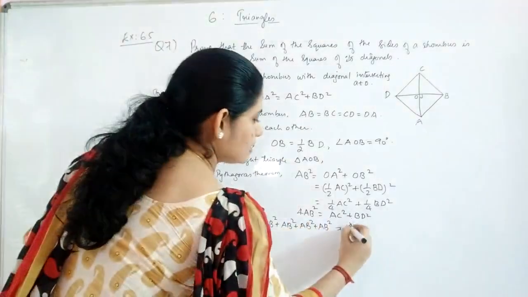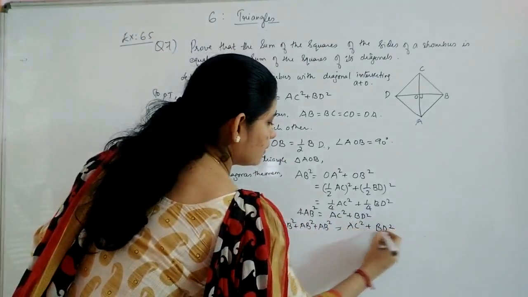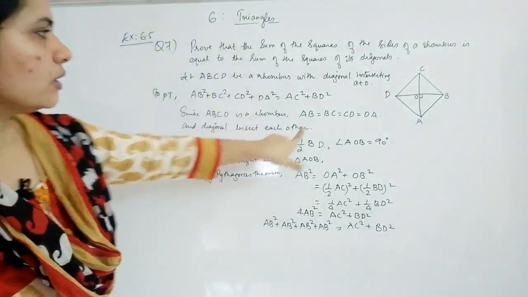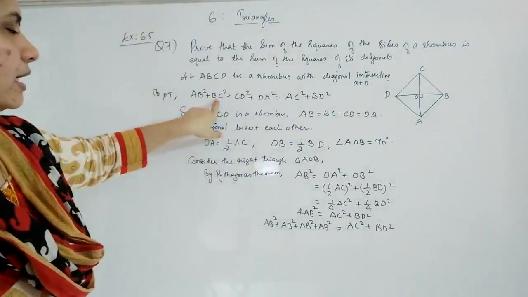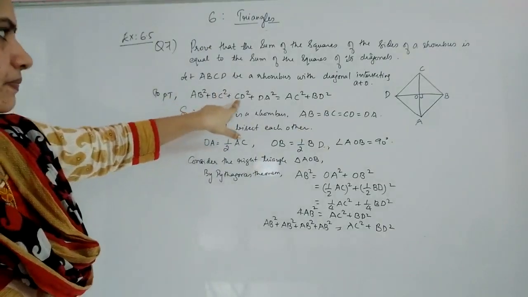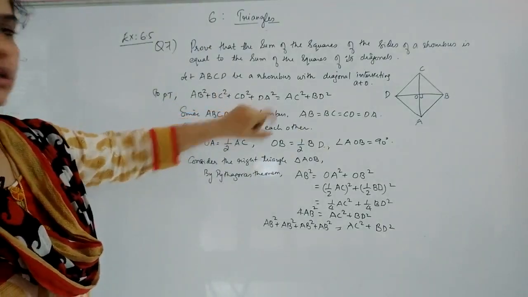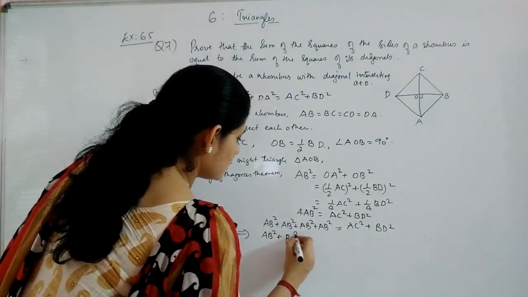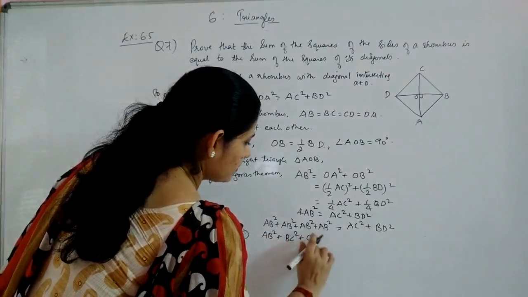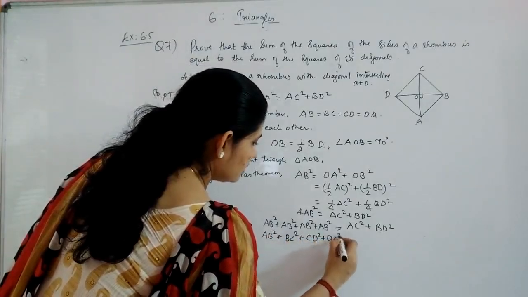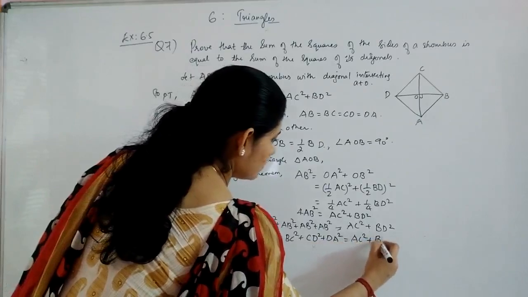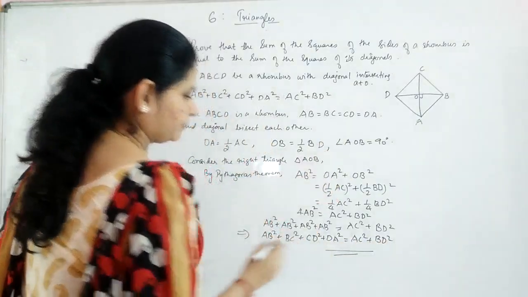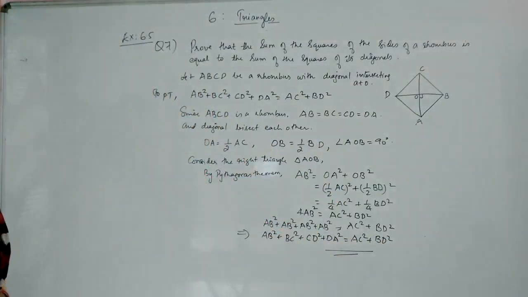Okay, and the right hand side is same. Why we are doing this is, since all are equal, you can just replace 1 AB square with BC square, 1 AB with CD, 1 AB with DA. This implies that AB square plus BC square plus CD square plus DA square is equal to AC square plus BD square. So you got the result which you have to prove.